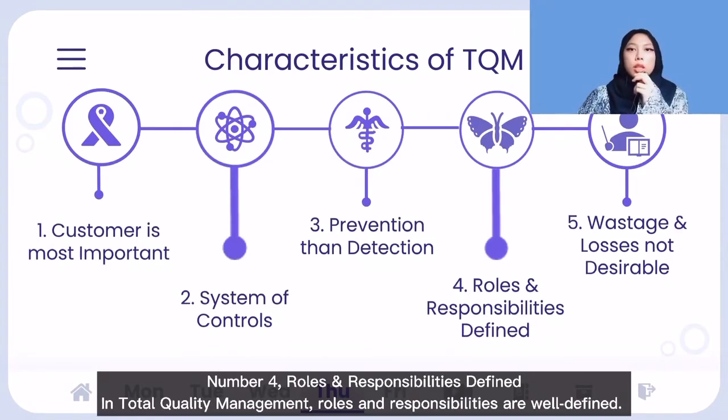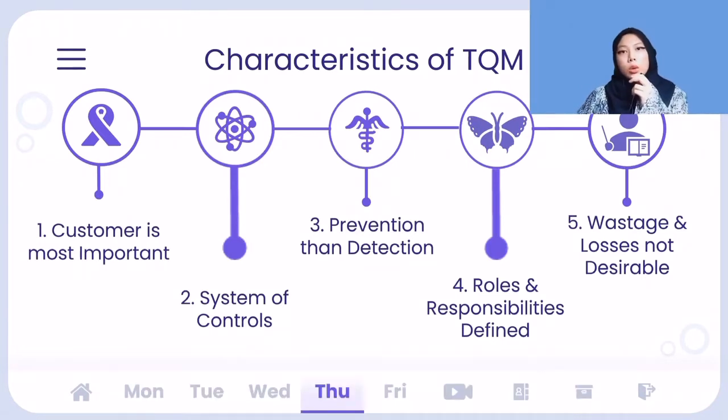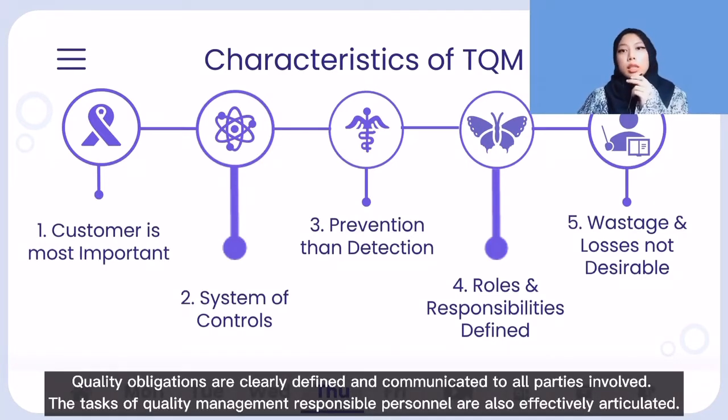Number 4, roles and responsibilities defined. In total quality management, roles and responsibilities are well defined. Quality obligations are clearly defined and communicated to all parties involved. The tasks of quality management responsible personnel are also effectively articulated.